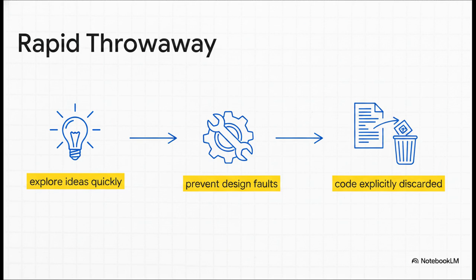Let's map our reasoning directly back to that decision framework we talked about. The triggers were exploring ideas quickly and preventing unnecessary design faults. But the absolute dead giveaway here, the reason it literally cannot be evolutionary, is that the developed model is explicitly discarded. It's not part of the final product.